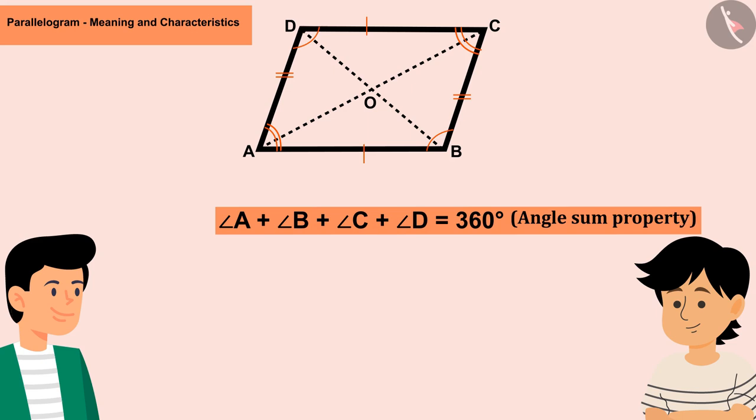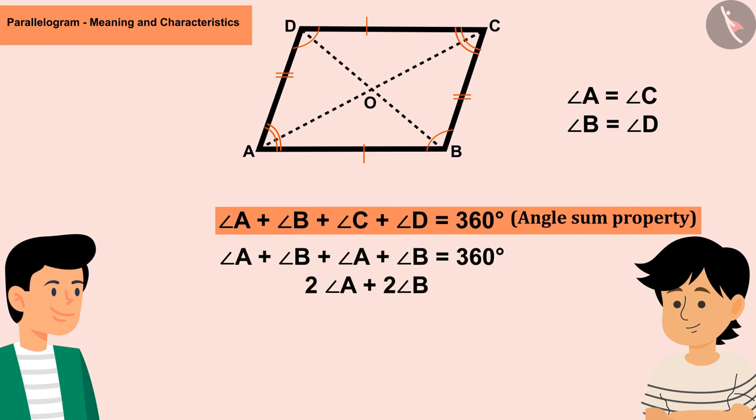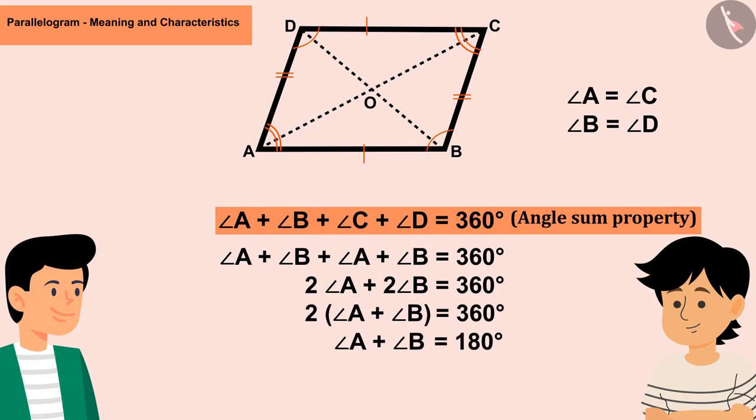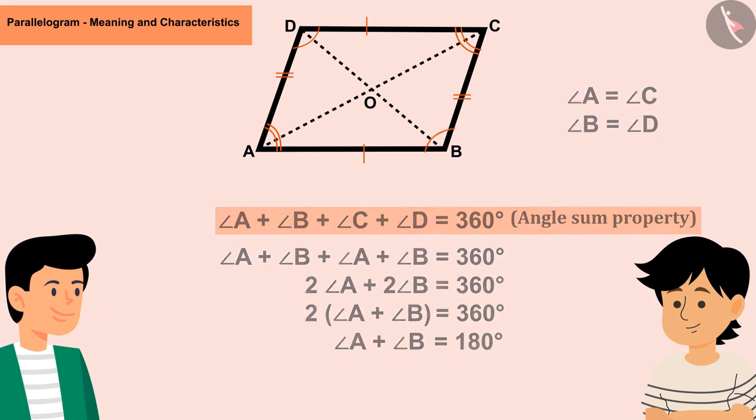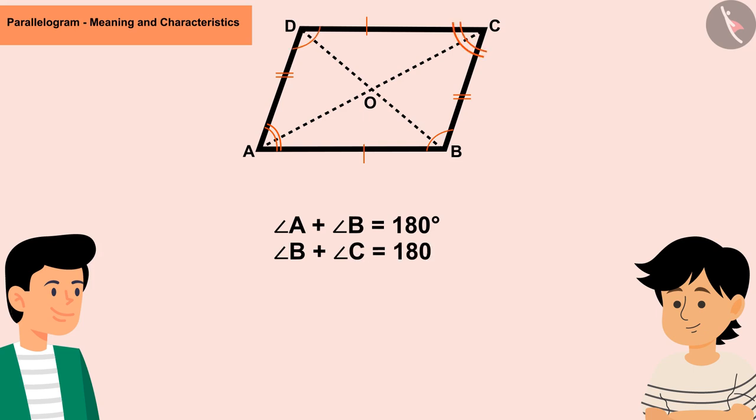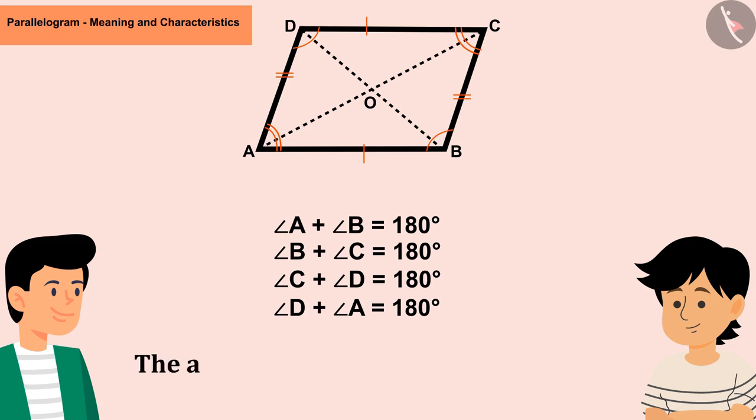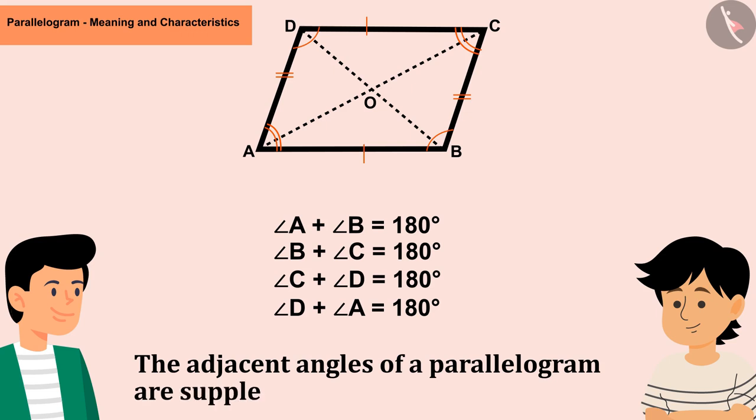We have just seen that both pairs of the opposite angles in a parallelogram are of equal measure. Using it, we can write this equation in another way also. Similarly, we can find the sum of angles B and C, angles C and D, and D and A. This is 180 degrees. This leads to the conclusion that the adjacent angles of the parallelogram are supplementary.